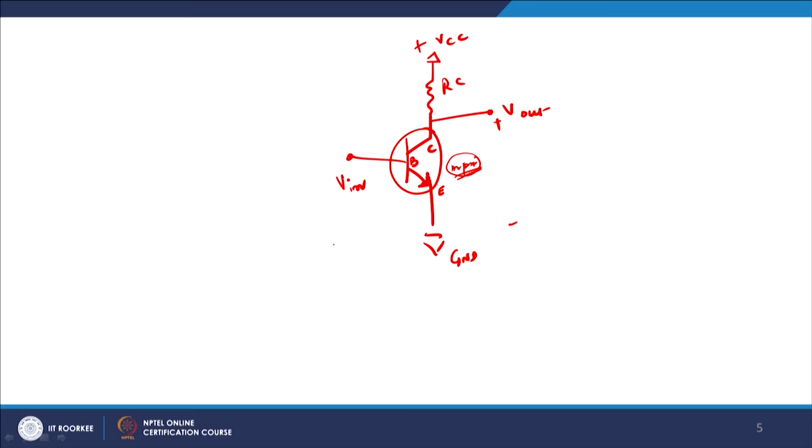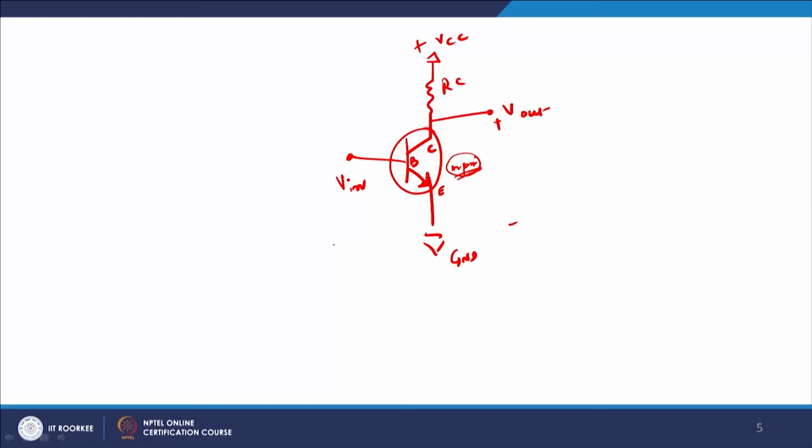So you see, practically in almost 60-70% of the cases, or 80% of the cases, you give the signal or the input to the base side only, and try to take the output either from the collector or from the emitter. In this case we are taking it from the collector, and let us see how it works out. We will see one by one as we move along.